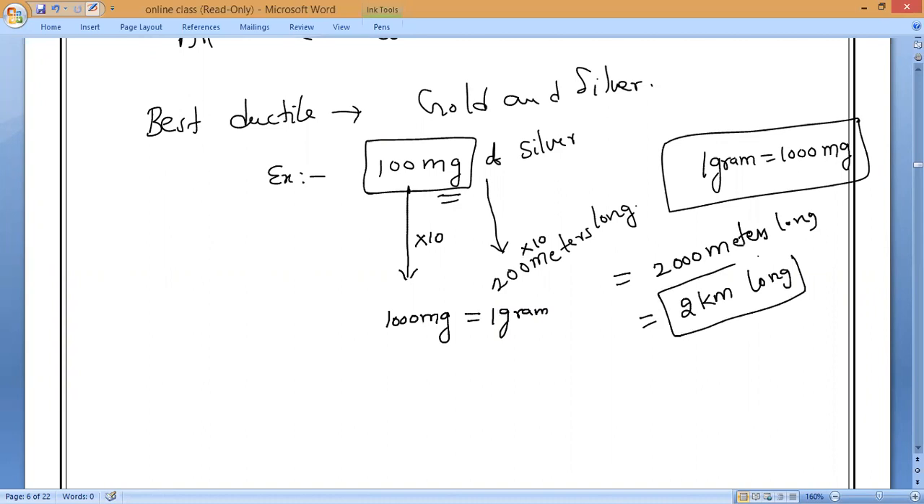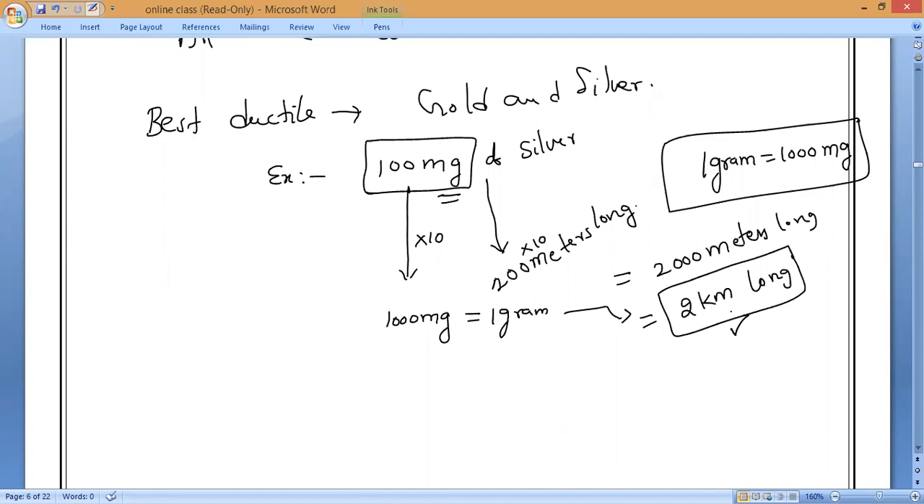Understand everybody? So one gram of silver, how many kilometers of wire can we make? How much? Can you hear me? Yes, sir. So if we take one gram of silver, we can make 2 kilometers of wire. That is what you can take. Do you understand everyone? Yes, sir.